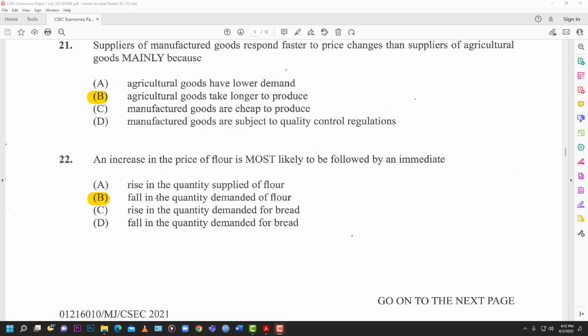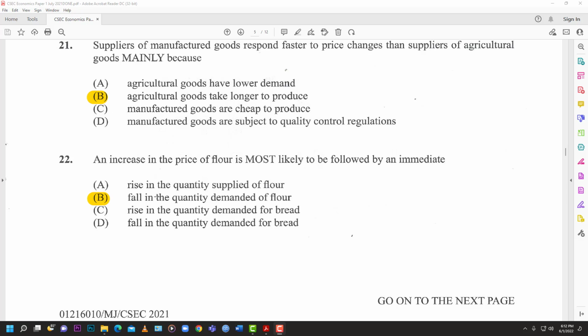22. An increase in the price of flour is most likely to be followed by an immediate... and the best answer here is fall in the quantity demanded for flour. So again, we're looking at a lot of supply and demand here. If the price goes up, demand goes down. So the price goes up, demand goes down. It's almost automatic when you're drawing your supply and demand graphs.